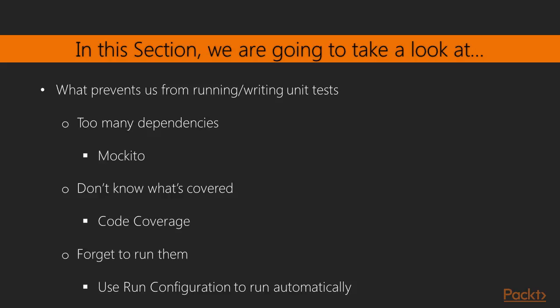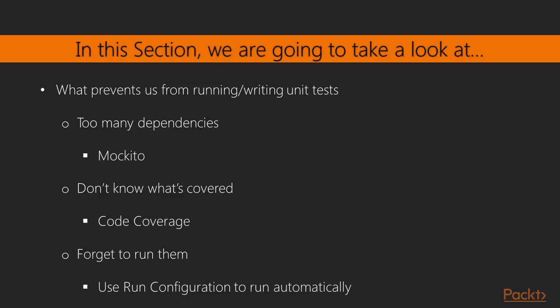Secondly, maybe we don't know what our unit tests are covering and what they're not covering. And for that, we're going to take a look at code coverage, which fortunately is automatically built into Android Studio. In Eclipse and some other IDEs, you can use a plugin called EclEmma, which does a great job of showing code coverage, but in Android Studio, we have this automatically.